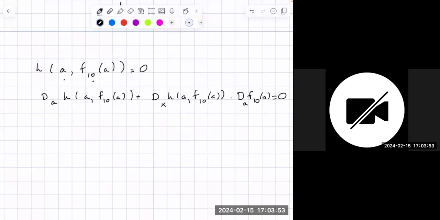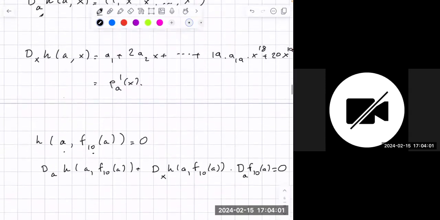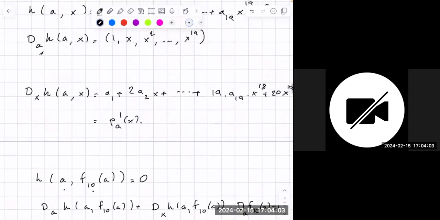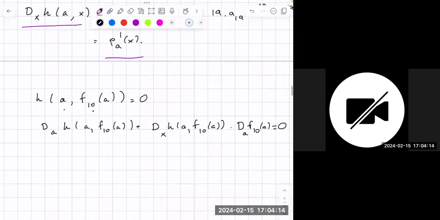So what do I do? What is this, DX HA F10A? Well, F10A is a number, and we computed this guy right here. We have a general formula for it, so let me plug it in. Here I got DAH at A, F10A. And here I got the derivative of this polynomial, and it was at x. My x is right here right now, F10A.